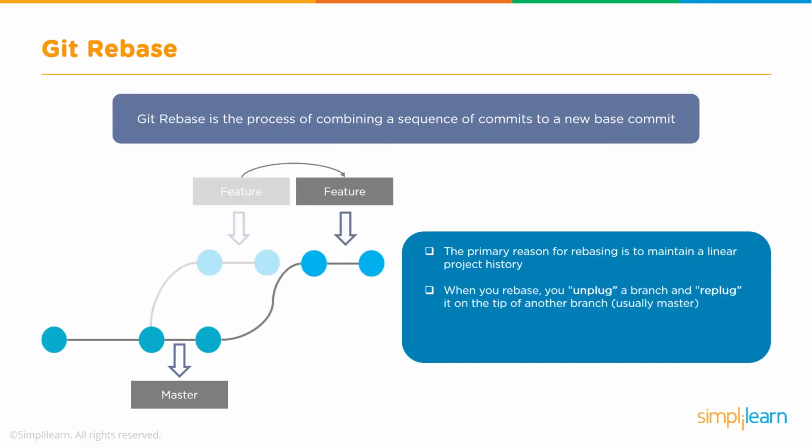When you rebase, you unplug a branch and replug it in on the tip of another branch. And usually you do that on the master branch, and that will then become the new master branch. The goal of rebasing is to take all the commits from a feature branch and put them together in a single master branch. It makes the project itself much easier to manage.